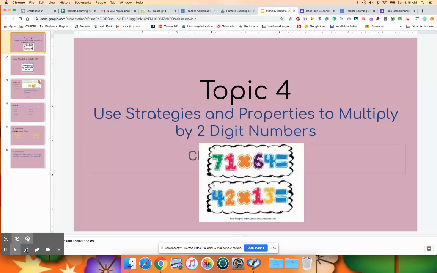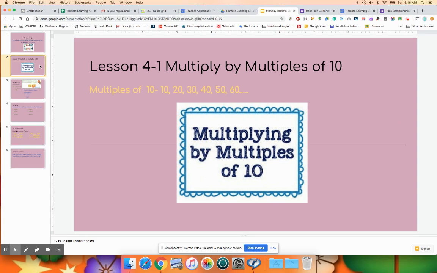We're going to move on to topic 4. We're continuing multiplication. So this week, we're going to look at using strategies and properties to multiply by 2-digit numbers. So the first thing we're going to do is 4-1, which is just extending the idea that we reviewed last week of multiplying by multiples of 10.